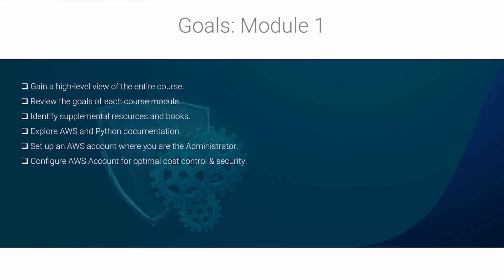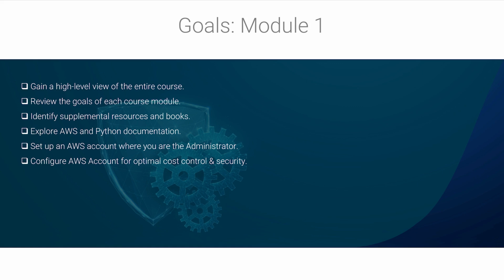So now, the details of each section. The first section, Module 1, our goals are to gain a high-level view of the entire course. We'll be reviewing the roadmap again. We're also going to look at the goals of each course module, and we're going to identify supplemental learning resources and books that you can use.